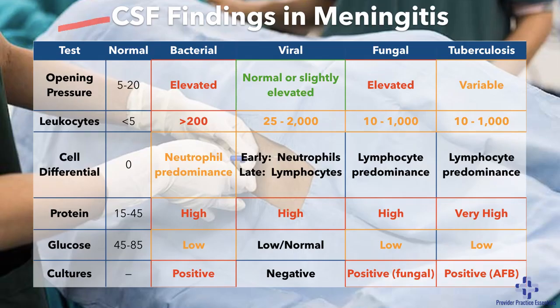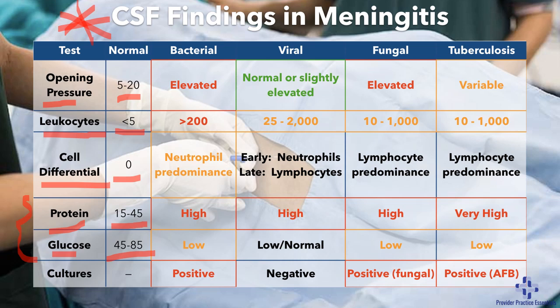Next, we are going to discuss an important part of this topic, that is CSF findings in meningitis, asked in many exams. First, I am discussing the normal values. Opening pressure, normal value is 5 to 20. Leukocytes less than 5, and cell differential normally 0. Proteins normally 15 to 45, and glucose 45 to 85. Normal values are important. Normal CSF protein is 15 to 45. Normal CSF glucose is 45 to 85.